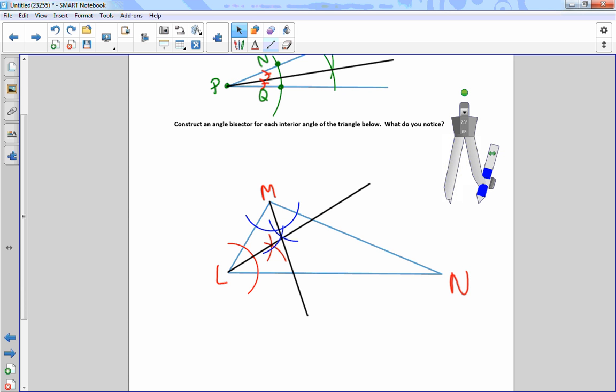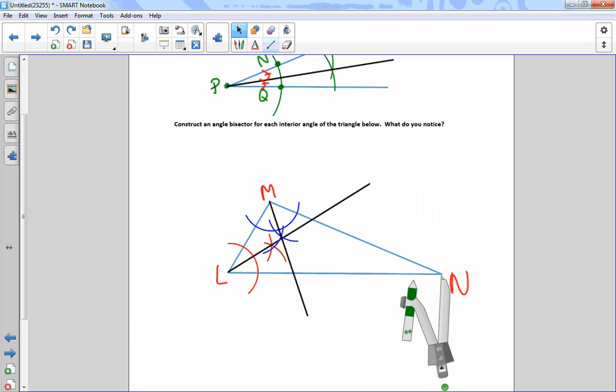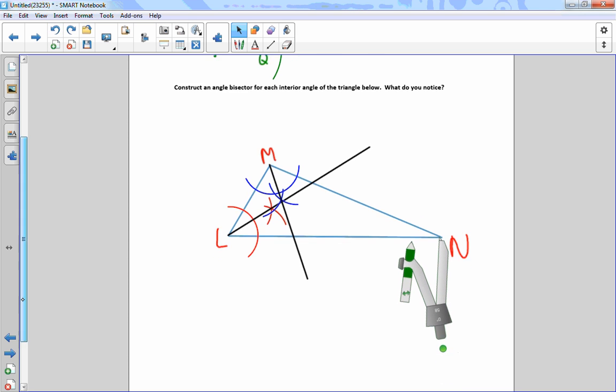One more to do. Then do N. For those who have finished, you see an interesting relationship that happens. Oops, I just moved something. What's happening? They all intersect, all three of them.